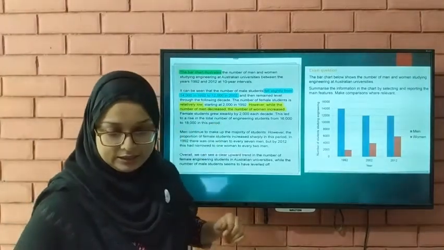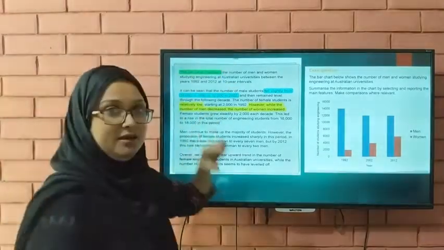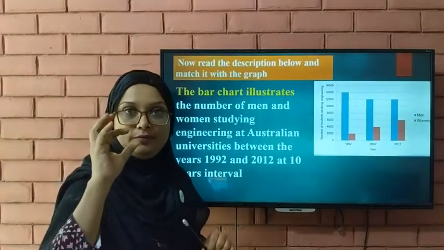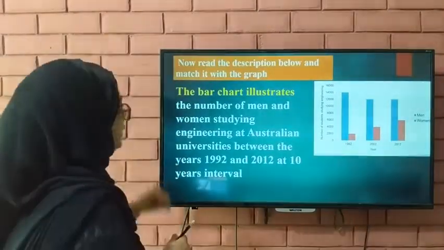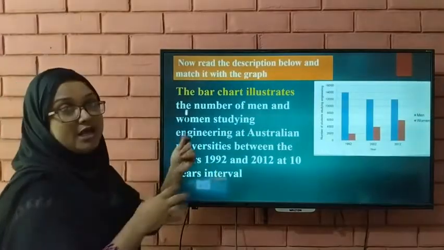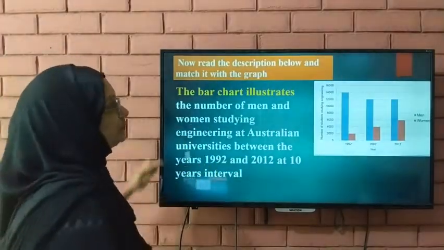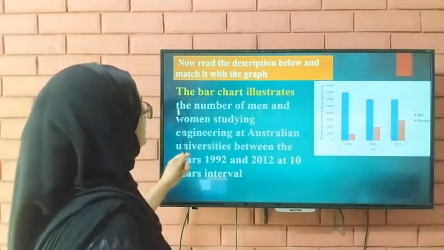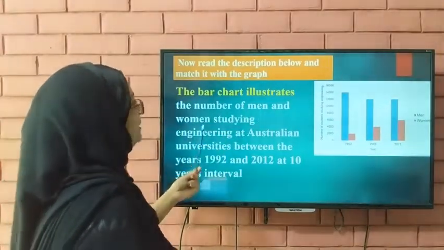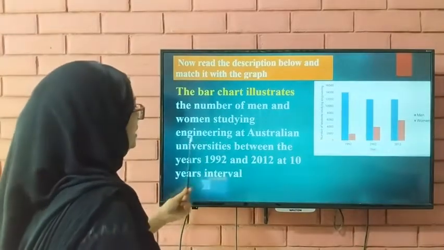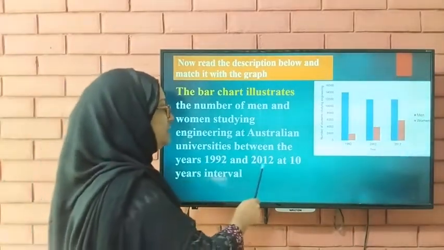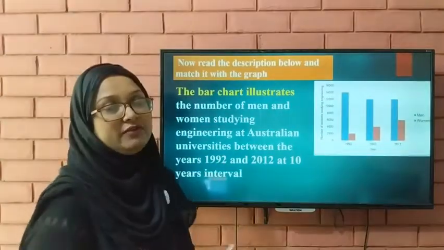Now with the first para, I am giving you the focused description. Look here, this is the starting, the first para of the summary. The bar chart illustrates the number of men and women studying engineering at Australian universities between the years 1992 and 2012 at 10 years interval.